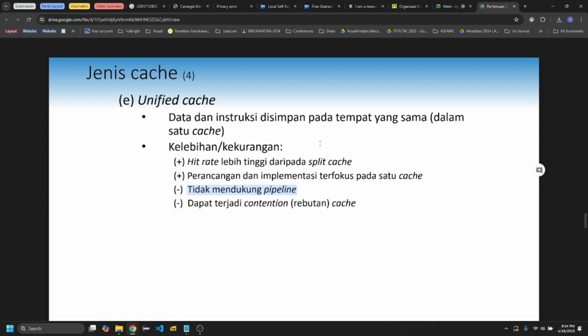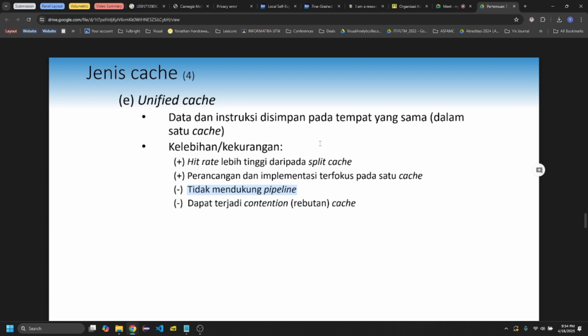Now, let me say it in English. Because the data and the instruction are stored in the same case, then whenever there is a CPU clock, it needs to read from the same case. It can only read either the instruction or the data. It cannot read both of them at the same time.